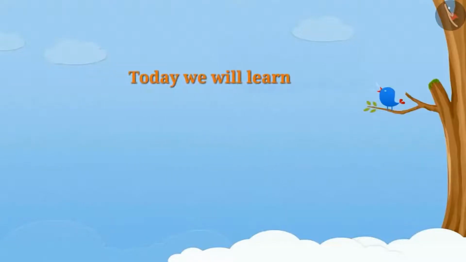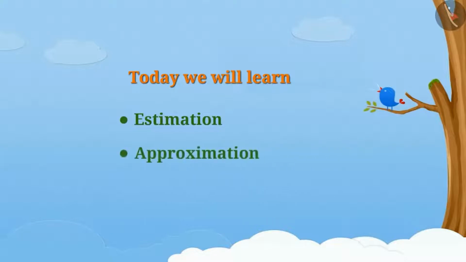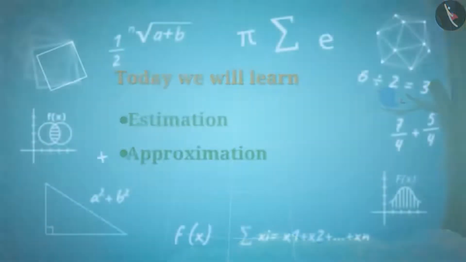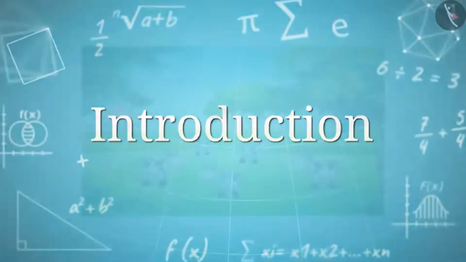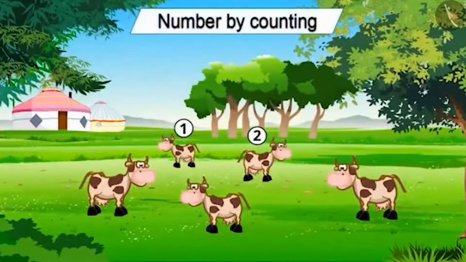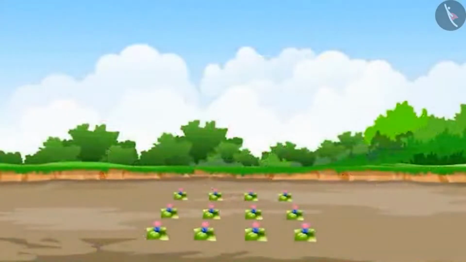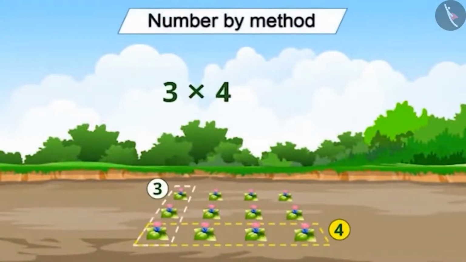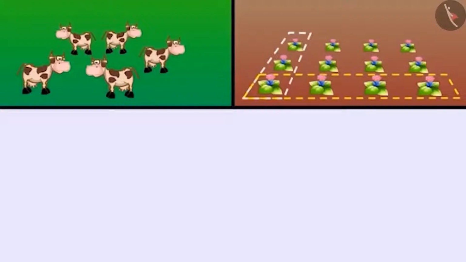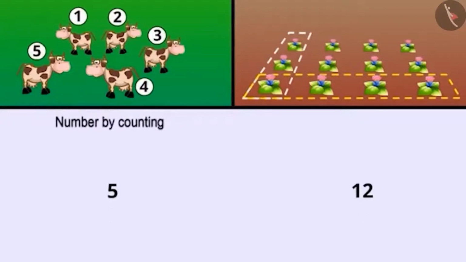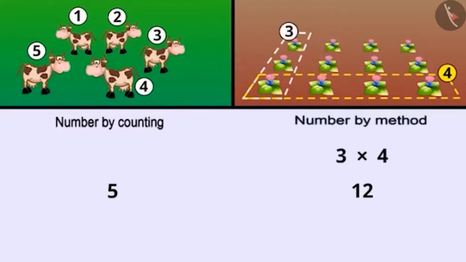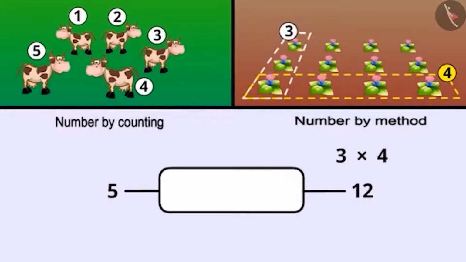Today, we will learn about estimation and approximation. Usually, we get the count of the objects by counting them one by one. Similarly, in some cases, we get the count by applying some method. The numbers that can be found by counting or by applying some method are called exact numbers.